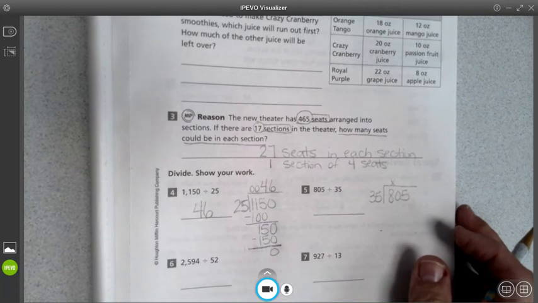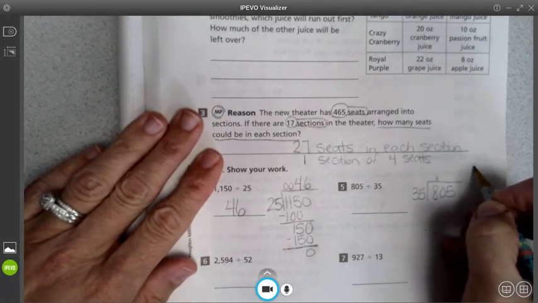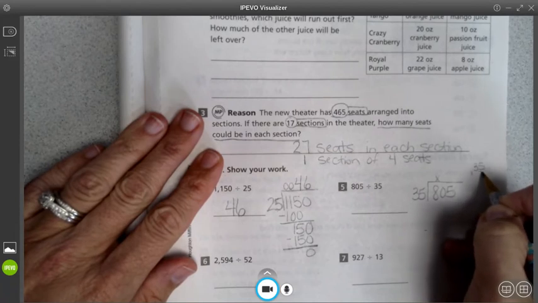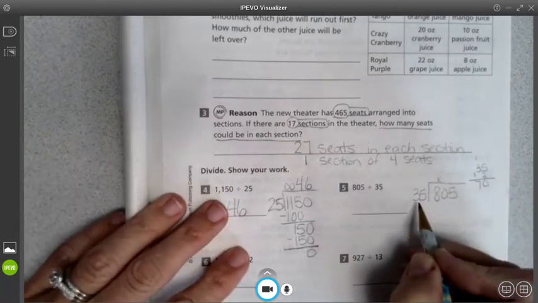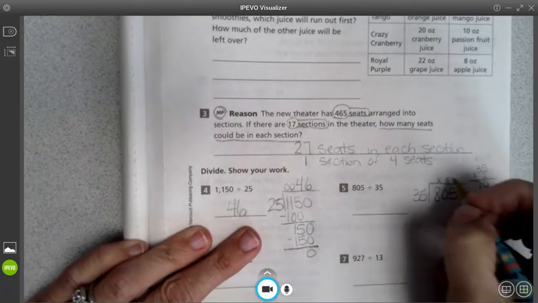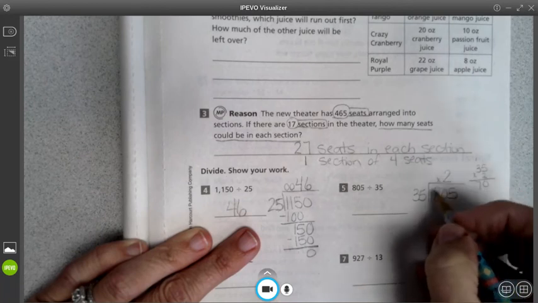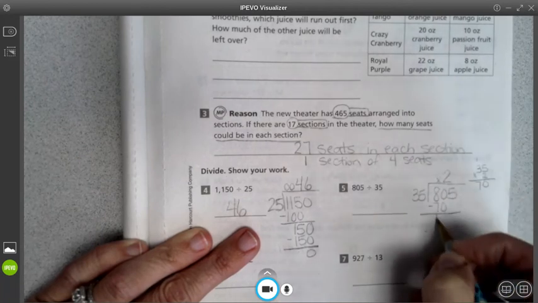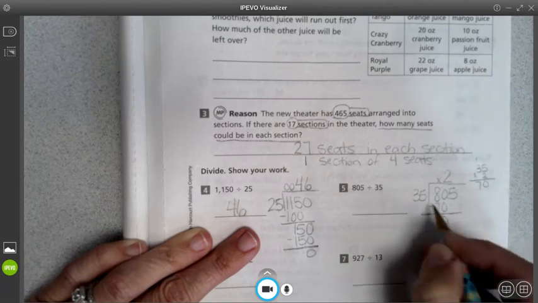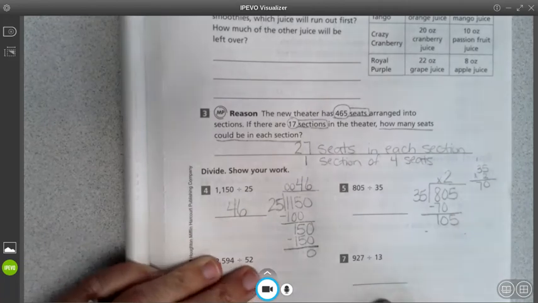I can do 35 times 2, and if I need to, I can write it off to the side to check, and I see that equals 70. I'm not going to get any closer than that, so I'm going to use that 2 above the 0. 2 times 35 did equal 70. I did the work. I can subtract and get 10, which is less than my divisor, so I'm going to bring down my next digit.